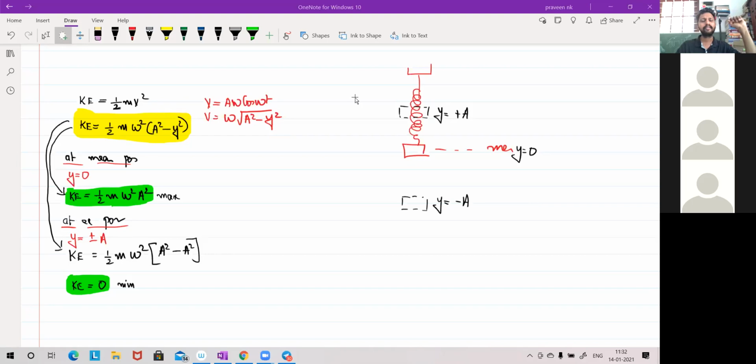The kinetic energy equation becomes the highlighted equation in yellow color. Then we discuss the two special cases of kinetic energy. At mean position, the y value is 0 and the kinetic energy becomes half m omega square a square, that is maximum. At extreme position, y is plus or minus a, so the kinetic energy becomes 0, that is minimum. Is that clear to you?